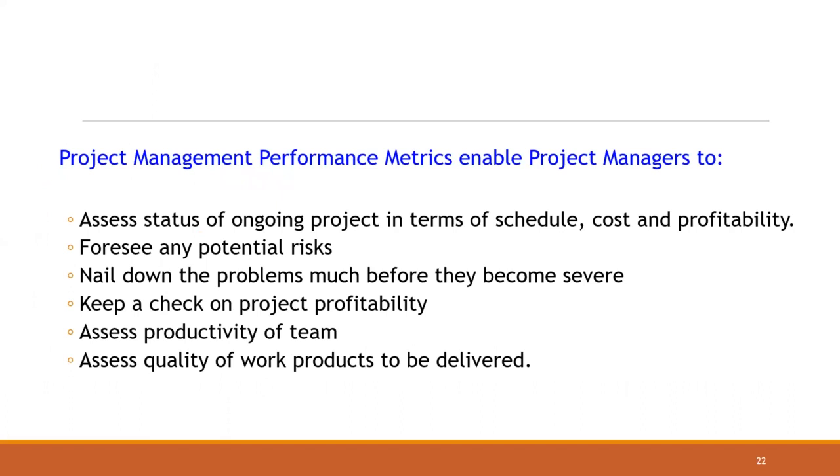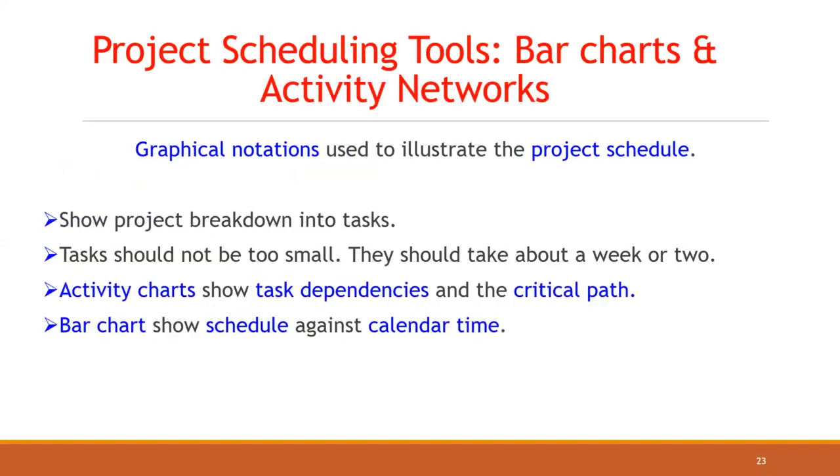The project management performance metrics help the project managers to assess the status of ongoing projects in terms of schedule, cost, and profitability. If there exists any potential risk, they are able to foresee it, and if there are any problems, to cut them down much before they become more severe. They also keep a check on the project profitability, assess the productivity of the project team, and assess the quality of work products to be delivered. For these performance metrics, we use some project scheduling tools like bar charts and activity networks.